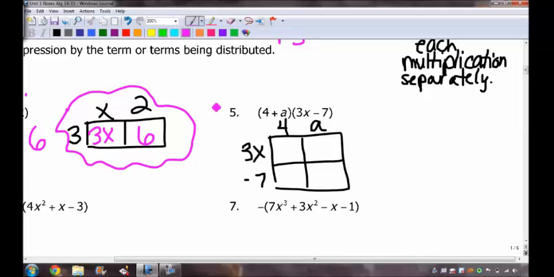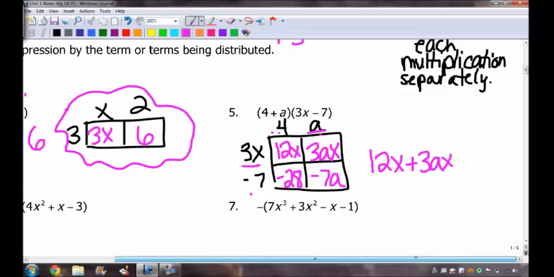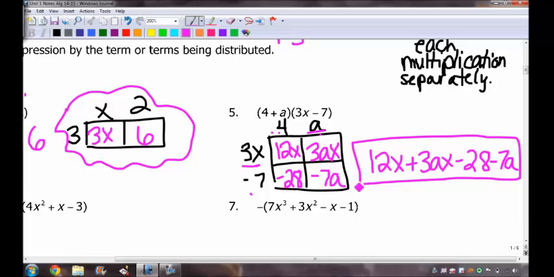So when I multiply this guy right here, this 3x by this 4, I end up getting 12x. Okay? And when I multiply 3x by A, I end up getting 3xa or 3ax. When I multiply negative 7 by 4, I end up getting negative 28. And when I multiply negative 7 by A, I end up getting negative 7a. So then altogether, my answer would just be 12x plus 3ax minus 28 minus 7a. And again, don't worry about the proper order. We'll talk about the proper order in future lessons.